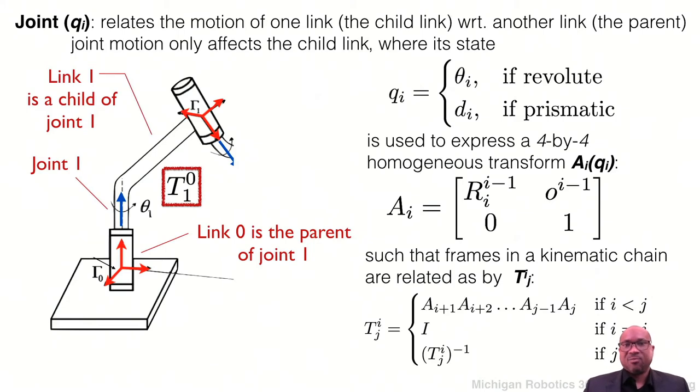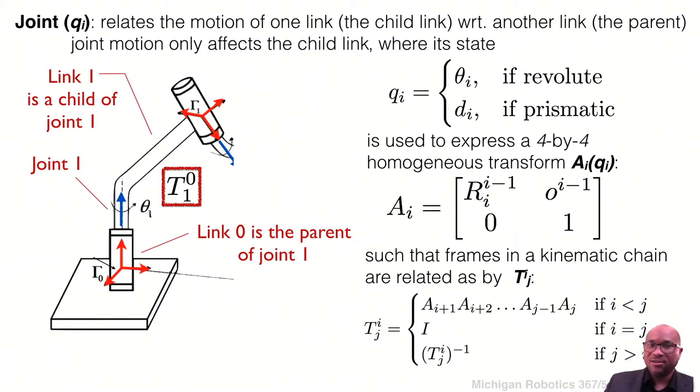Given that we know the state of a particular joint, we can express how the parent is related to the child. The parent link is related to the child link, as well as the child joint, by a homogeneous transform. That transform consists of a rotation that is expressed by the block matrix R, and a translation with an offset vector that's represented by O_{i-1} right here. This is what we call a homogeneous transform. And this is only a local transform between a parent and a child.